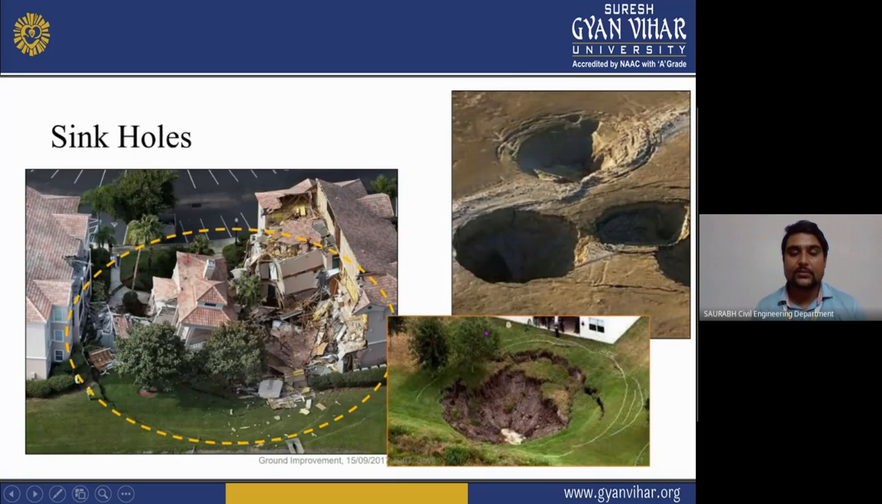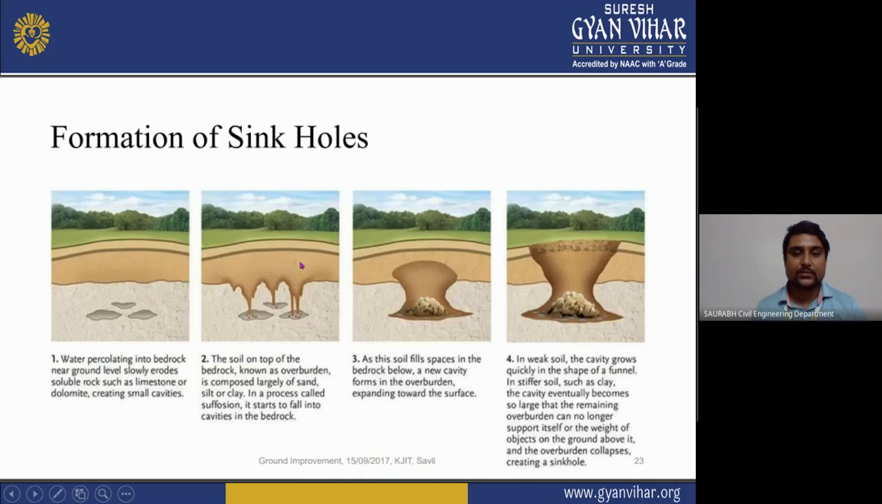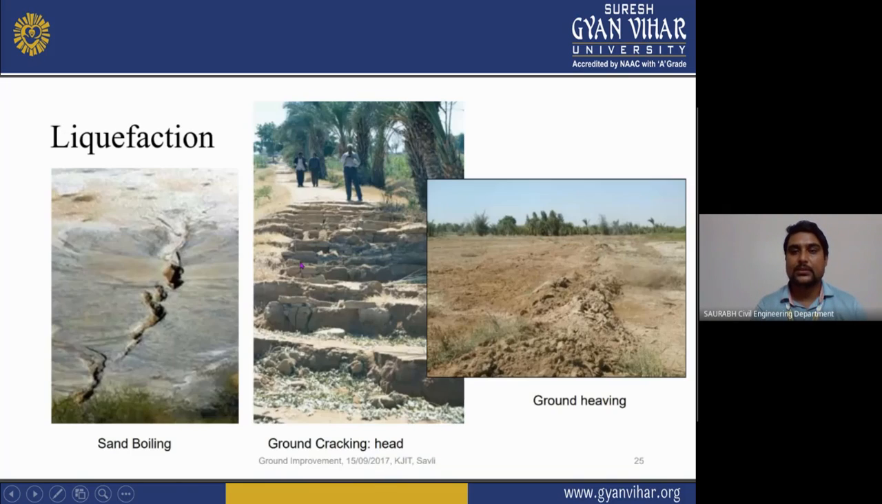As you can see, there are also sinkholes, which create a lot of problems. Sinkholes form due to rainwater, acidic water and limestone. These are the processes of sinkhole formation, and they can be of many types. By these sinkholes, a lot of problems may happen to buildings. And these are the sinkhole types.